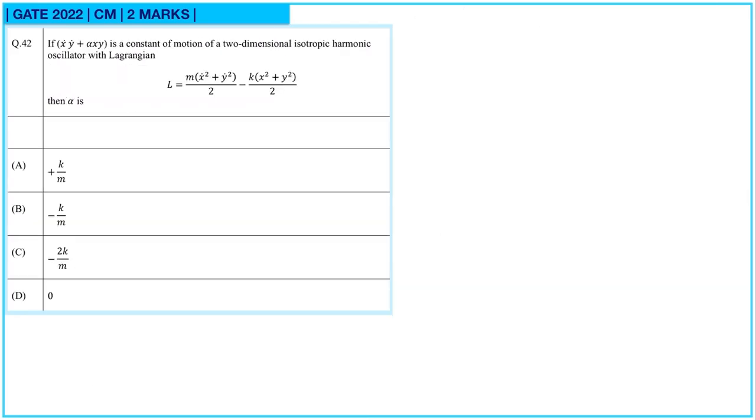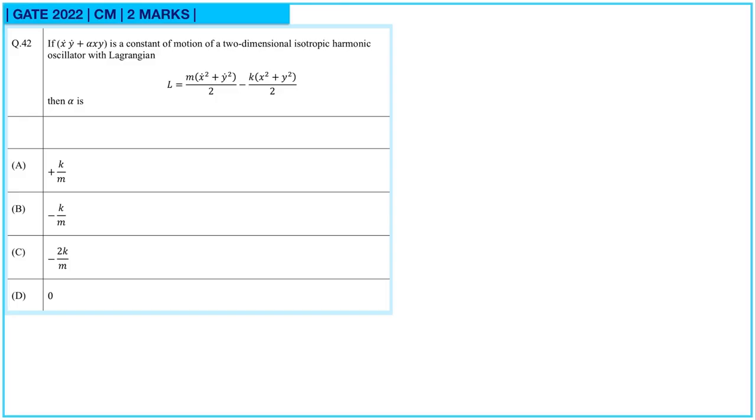Next question. If x dot y dot plus alpha xy is a constant of motion of a two-dimensional isotropic harmonic oscillator with this Lagrangian, then alpha is. This is the Lagrangian and we want to find out alpha.